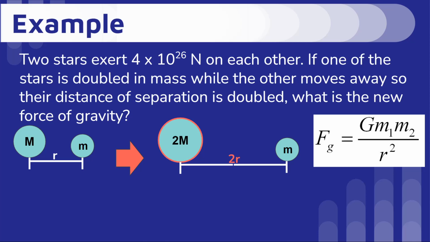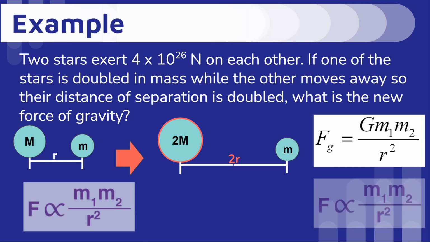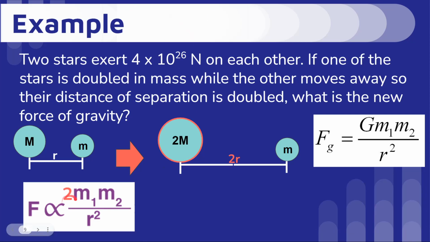Okay, I know that my force of gravity is proportional to the product of my masses and inversely proportional to the square of the distance between them. That's what this says right here. That force is directly proportional to this. It's not equal to it because I took the g out. That's a constant. So that doesn't play any role in that. But it's proportional to that. Okay, and so I can take that proportionality statement and I can apply the changes that are described in the question. 2 times the mass. So let's put a 2 up here. And 2 times that distance of separation. Let's put a 2 down here.